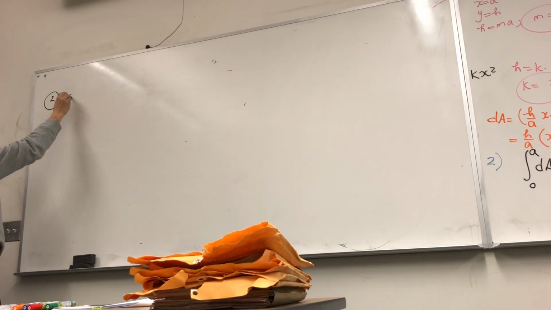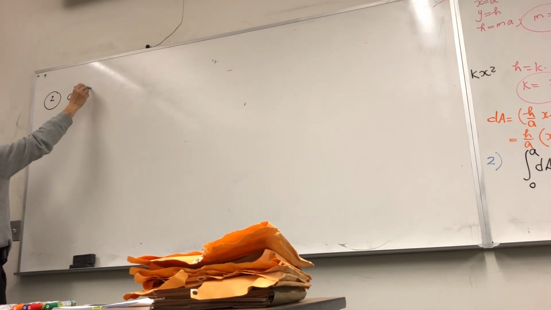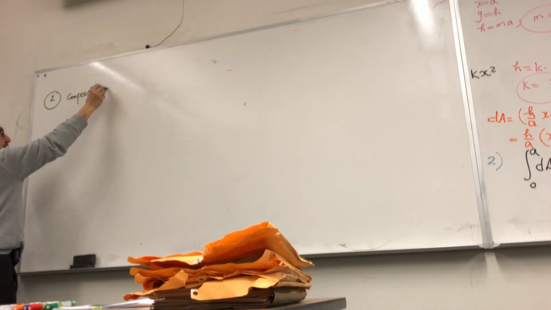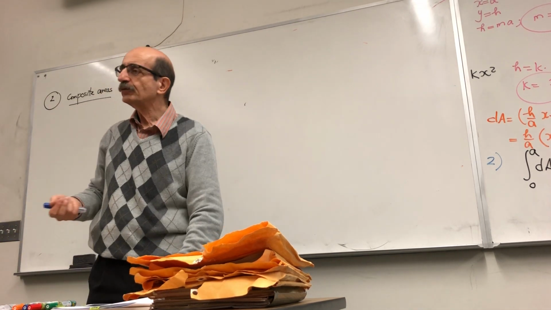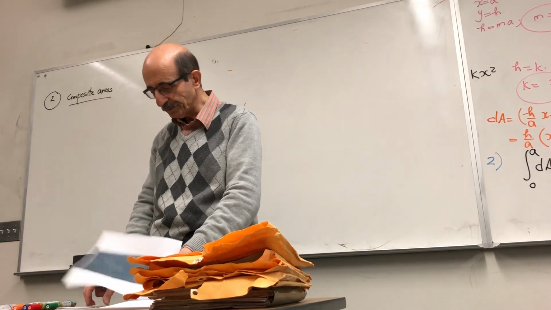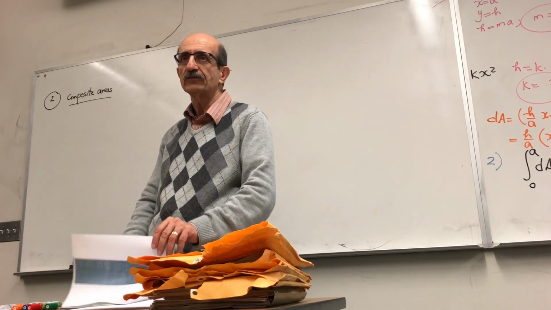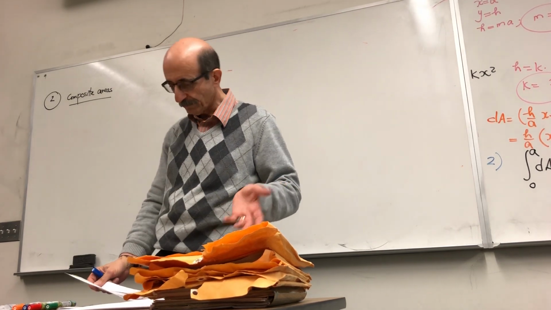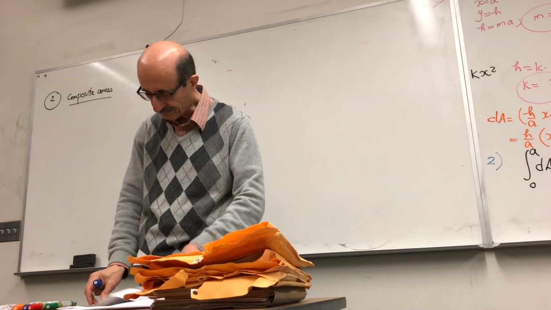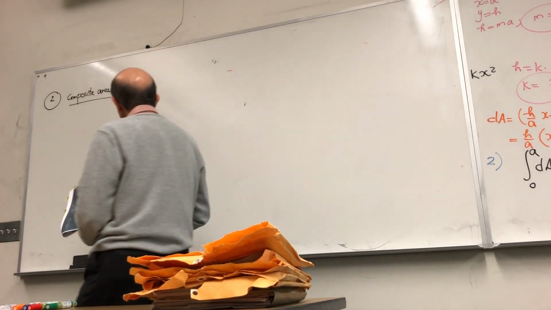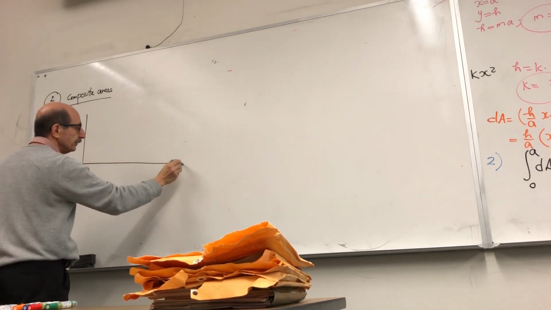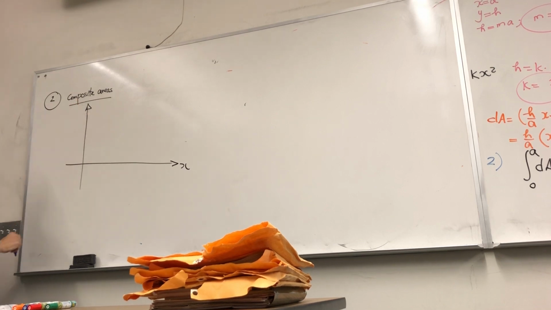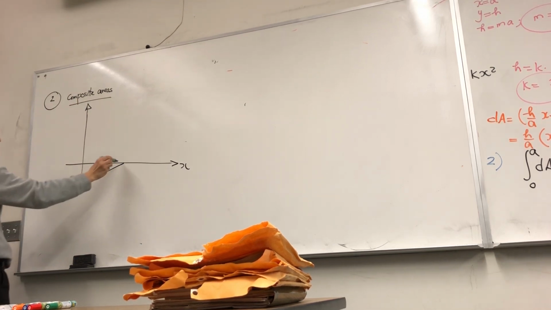So composite shapes or areas consist of simple geometric shapes that are put together. Let me start with a specific example, because it's easier to demonstrate the concept that way. I'm going to use this as an example. Let's say you have a shape like this that is given to you and you want to find its centroid. So you have something like this.